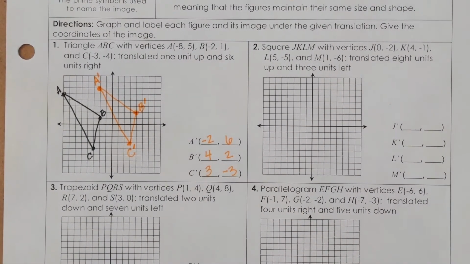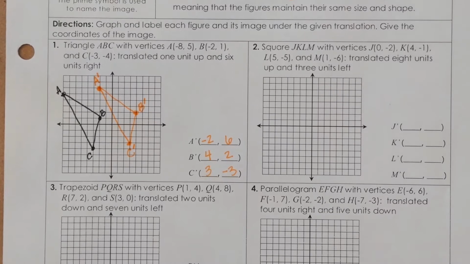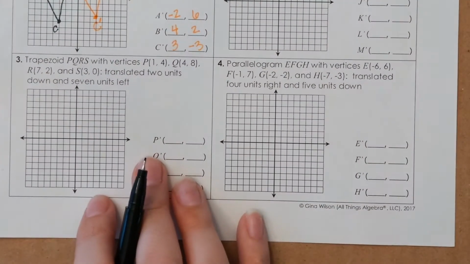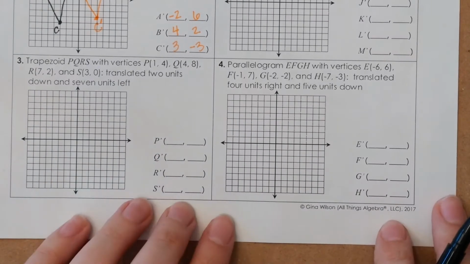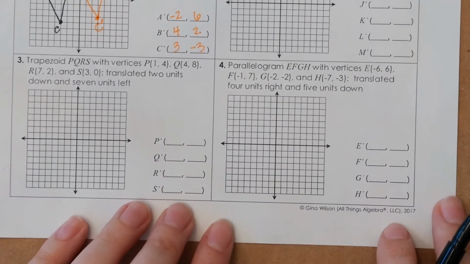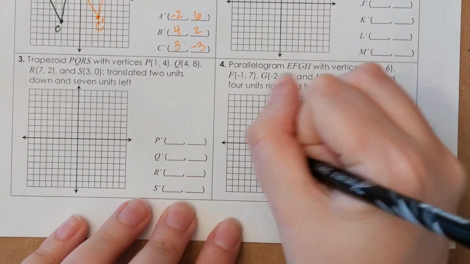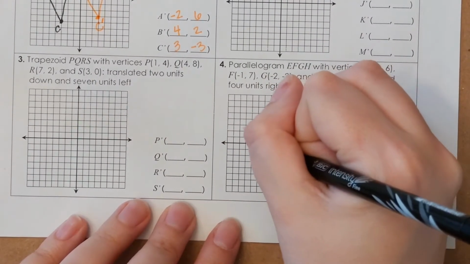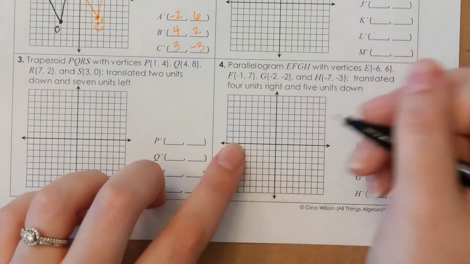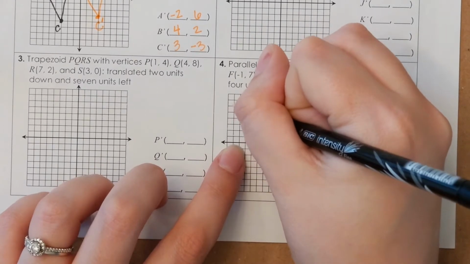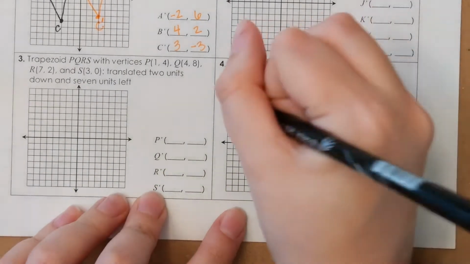Let's go on to number 2. Actually, sorry, I lied. Let's go on to number 4. I'm going to move this up so you can see number 4. So here is a parallelogram. It's telling us we have vertices at, with E at -6, 6. So I'm going to go -6, 1, 2, 3, 4, 5, 6, and then up 6, 1, 2, 3, 4, 5, 6. Put that there, that is E.